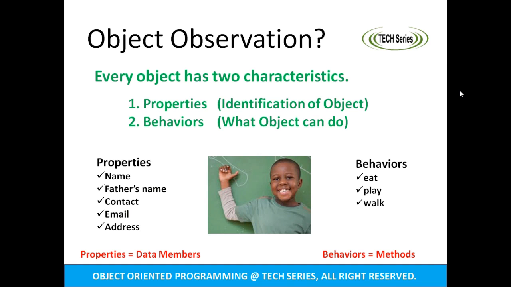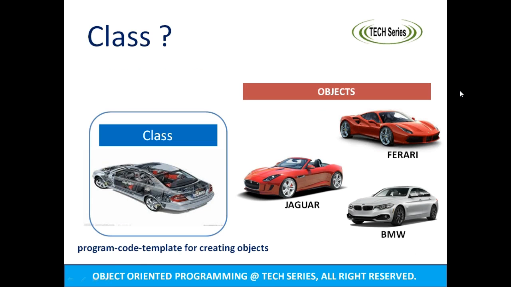The next term of object-oriented programming is class. It is a blueprint, structure, template for an object. Class is a structure for creating objects. Example: a car must have an accelerator, brake, steering, etc. So Jaguar, BMW, Mercedes, Land Rover, etc. are objects of the car class.